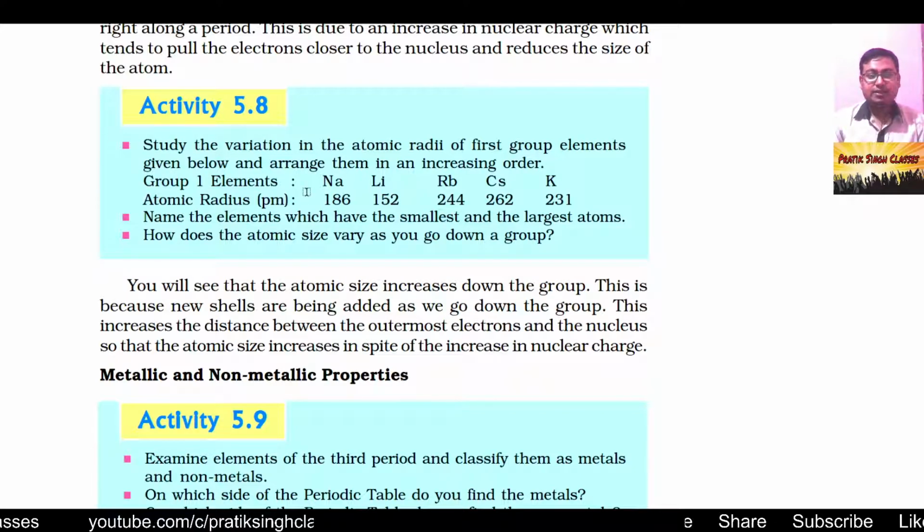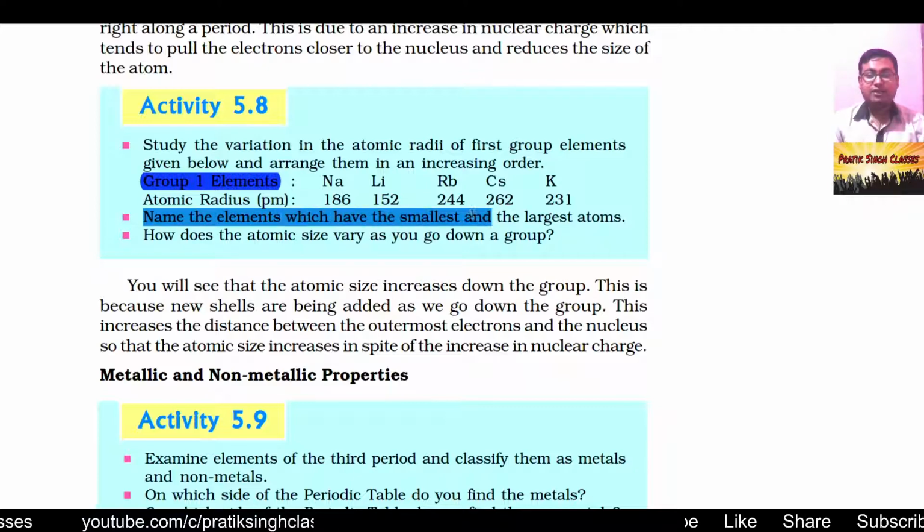Study the variation in the atomic radii of first group elements given below and arrange them in the increasing order. Here group 1 elements are given: sodium, lithium, rubidium, cesium and potassium, and their atomic radii are given in picometers. For sodium it is 186 picometers, and for potassium 231 picometers. You have to arrange them into increasing order. The least one will be for lithium, and the highest is for cesium. Name the elements which have the smallest and the largest atoms.